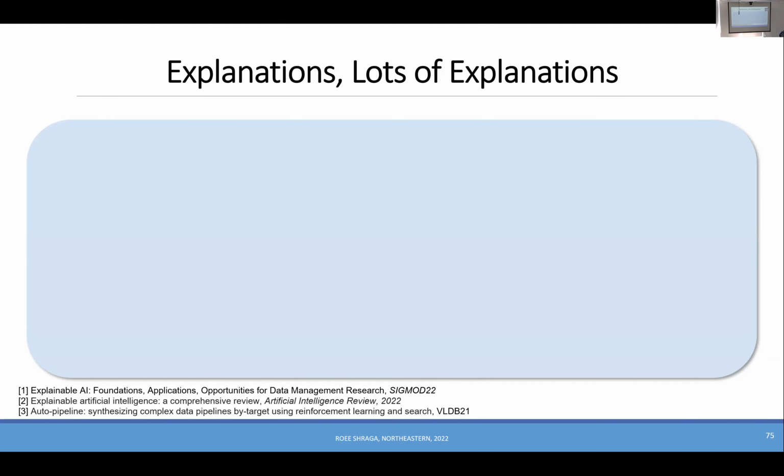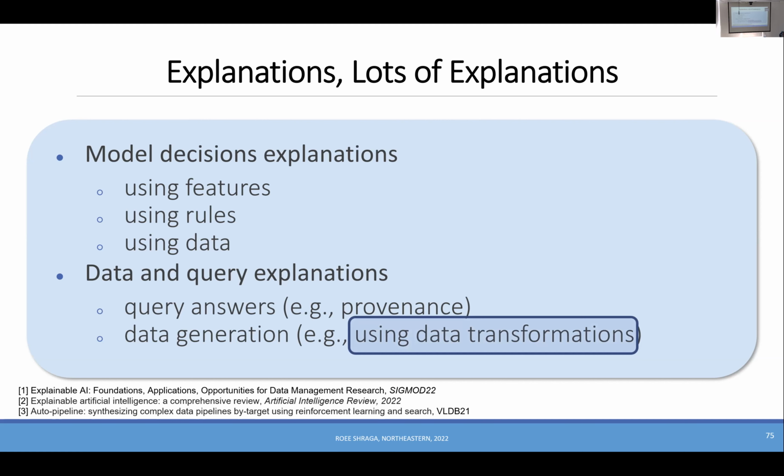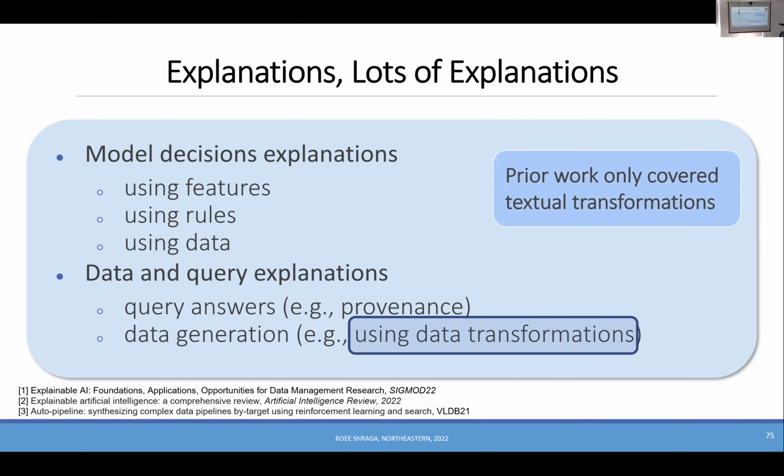Explanations exist everywhere. In the AI community, we're trying to explain model decisions using features, using rules, using data, and so on. In the data management community, we're trying to explain query answers using, for example, provenance. And we're also trying to explain some data generation using data transformation. And this is what we do in this work. Specifically, prior work mainly covered textual transformations, trying to explain, for example, someone splitting a full name into first name and last name.